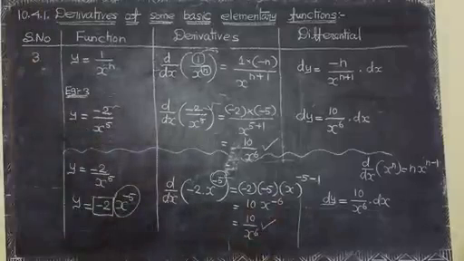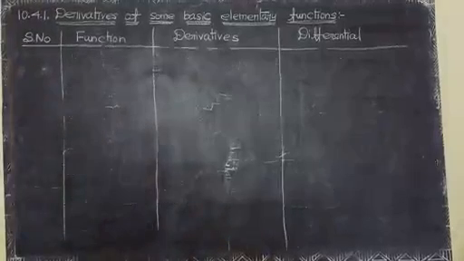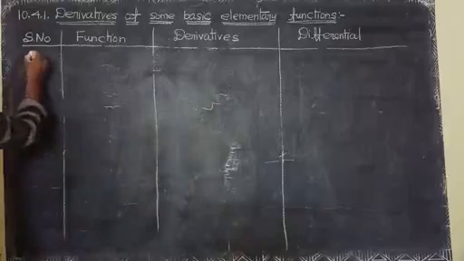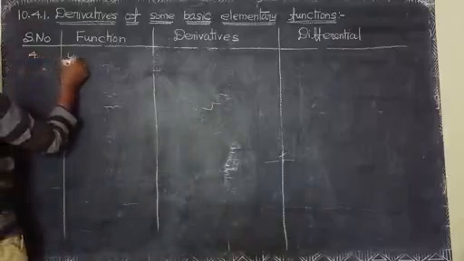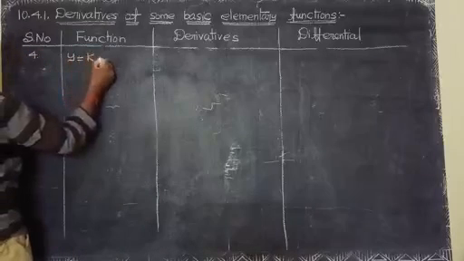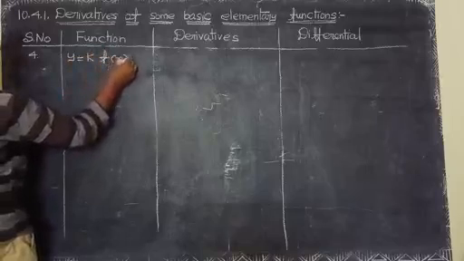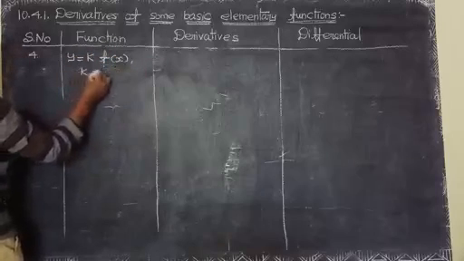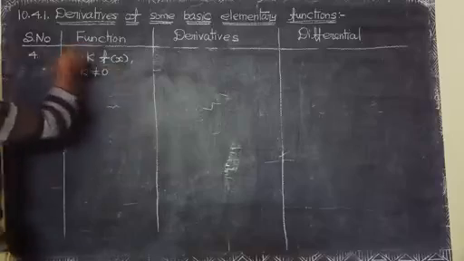Okay, next, serial number 4: y equal to some constant times f of x. Okay, some constant times f of x. Here k is not equal to g. Okay, this is the given function.